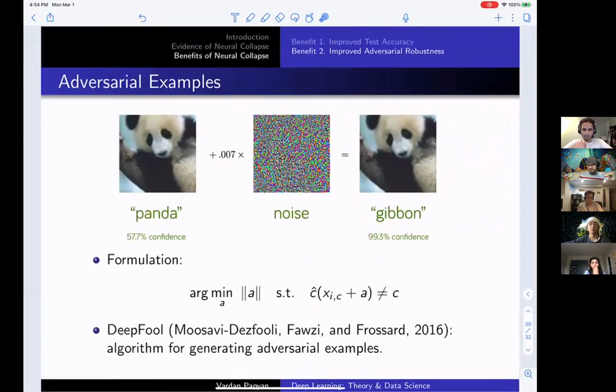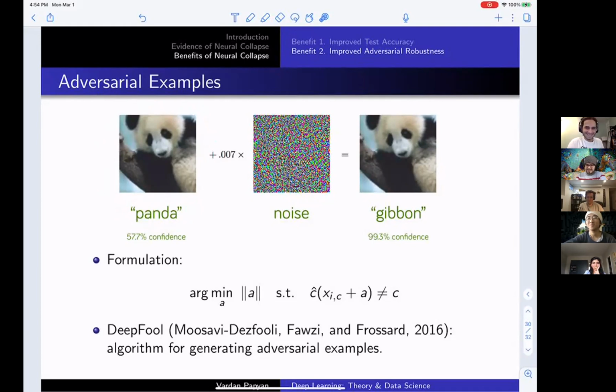So another property that we found of neural collapse is related to adversarial examples. So let me remind you what adversarial examples are. At this point, you've already attacked a network in your homework, so you're probably expert attackers. But still, maybe I should remind you what it is. Imagine you take an image of a beautiful panda, and imagine that the network classifies this as being a beautiful panda.